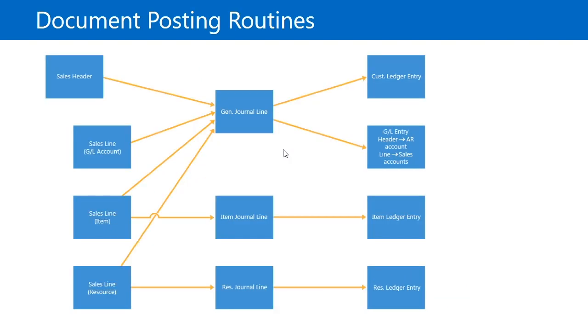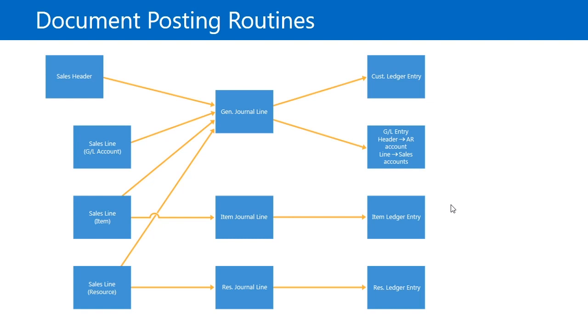Imagine that we are working from a sales order. Then on our sales order, the information is stored in the sales header table, and the lines are stored in the sales line table, on which we might have different types of lines. I can sell a GL account, an item, a resource, and so on. When I click on the post button, the code unit needs to determine which journal line records it needs to use to then create the appropriate ledger entries and the link back to the general ledger entry.